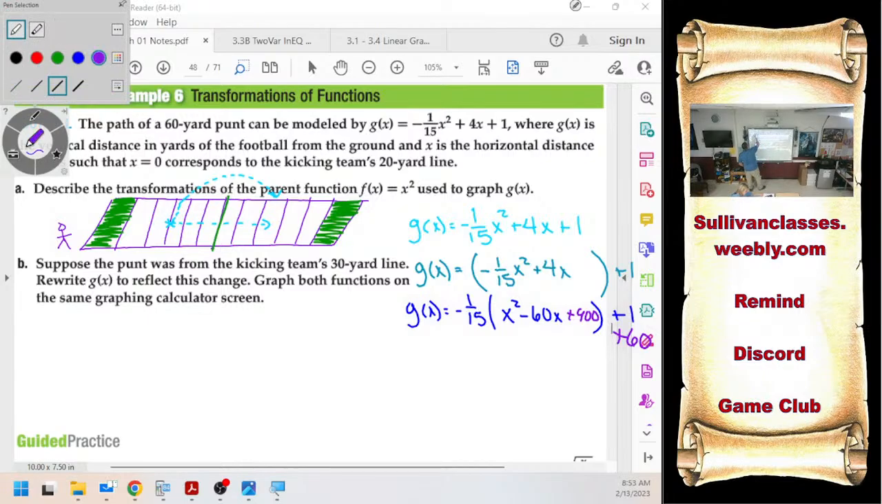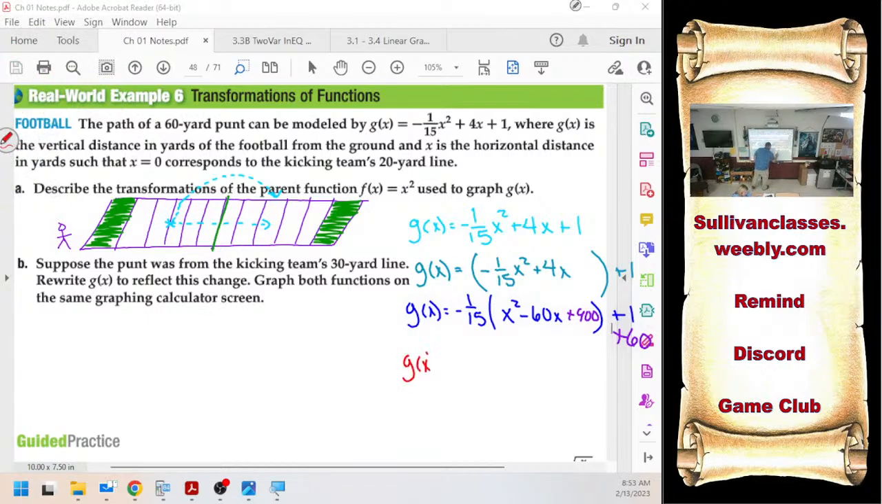Getting g of x is negative 1/15. It's always half of b, x minus 30, the quantity squared, plus 61. This is the part that makes kids mad. That 30 and 61, what is that? If I'm in transformation form on a parabola, that's a vertex. Could you have found the vertex of this any other way?